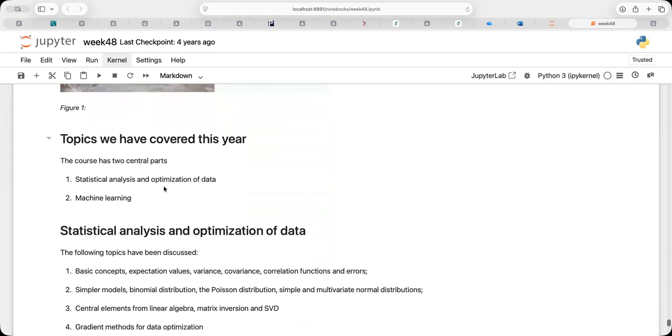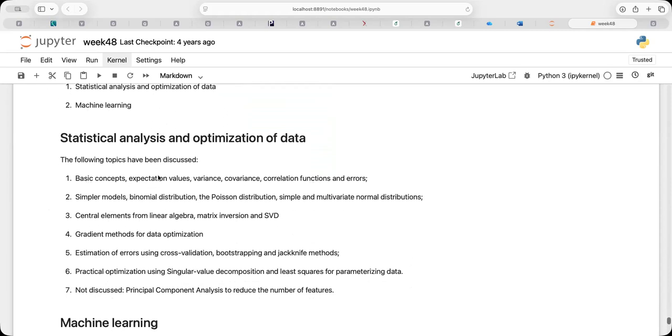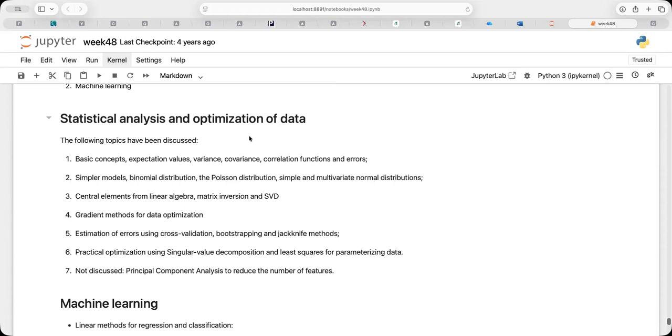So we have looked at statistical analysis and optimization of data. The optimization part is actually very important. And project one was actually about that. And then you have reused that one in neural networks. And we have looked at machine learning methods. So when it comes to analysis, statistical analysis, we have looked at some basic concepts like variance, covariance, correlation functions and errors.